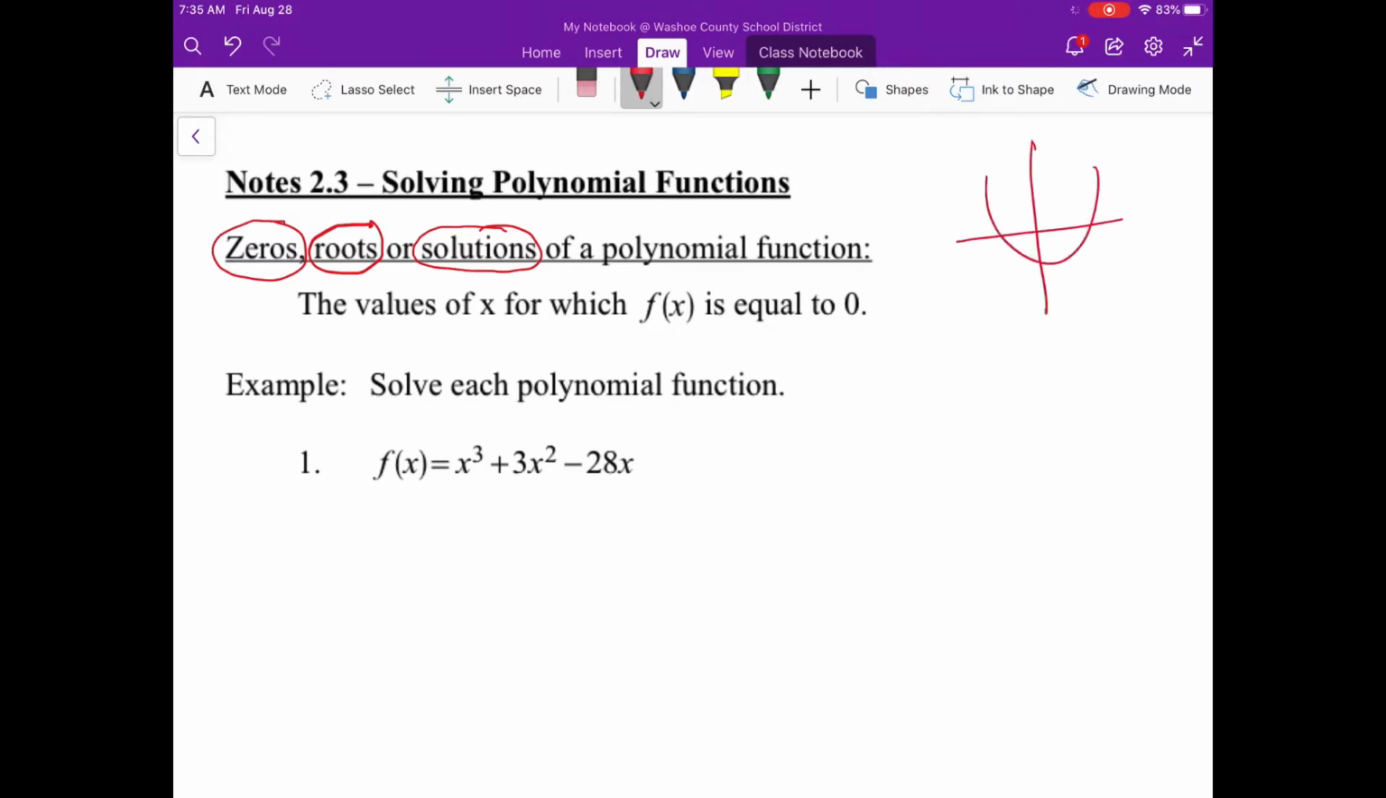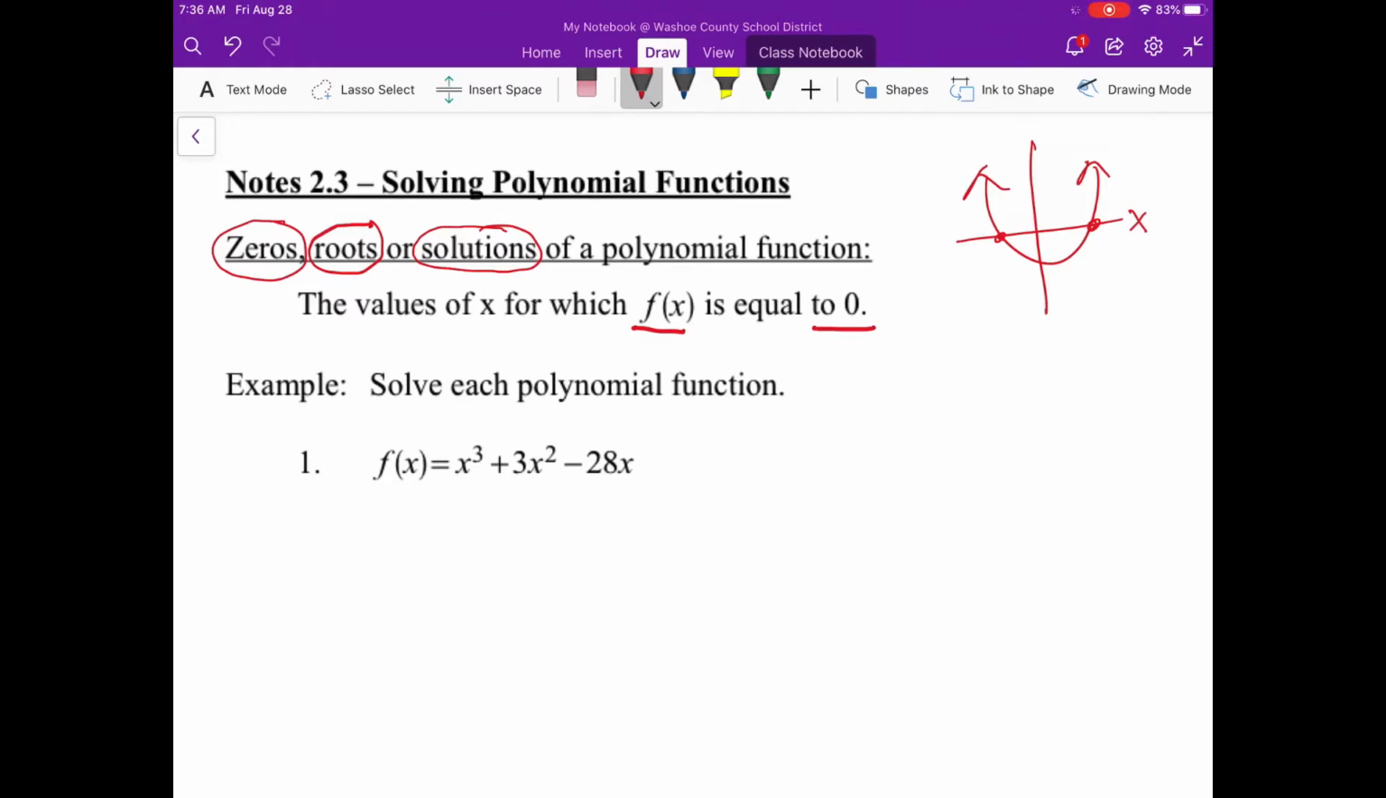So I'm looking at where a graph would cross the x-axis, okay? These are going to be called any of those three words: zeros, roots, or solutions. So if your test asks you for any of those three, that means your answer will look like x equals n numbers, okay? So to find these solutions, roots and zeros, we are going to set the equation equal to 0 and solve for those x values, okay?